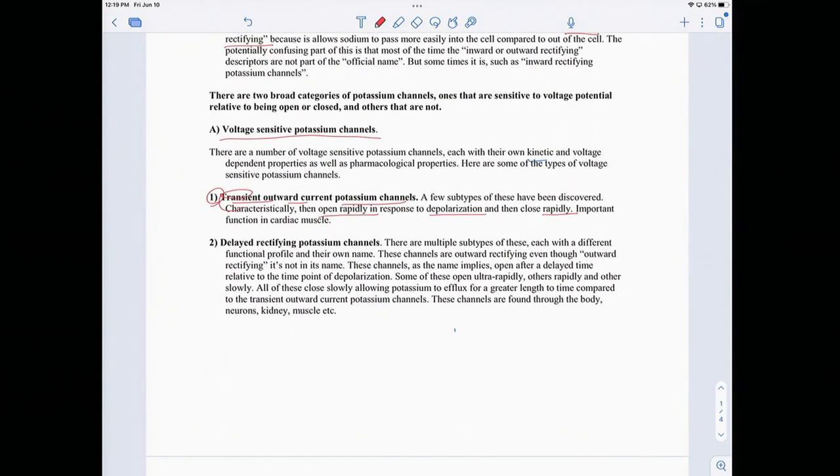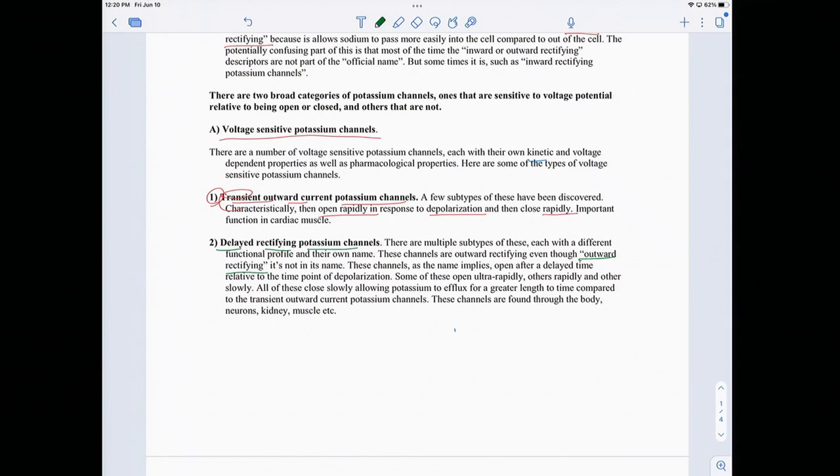Okay, so the next one, and this is the last one we'll do in this block, is going to be called delayed rectifying potassium channels. Again, multiple subtypes of these, and they each have their own name, which I'm not worried about. But these channels, the delayed rectifying potassium channels, are actually considered outward rectifying. Even though outward rectifying isn't part of the name, they're called outward rectifying.